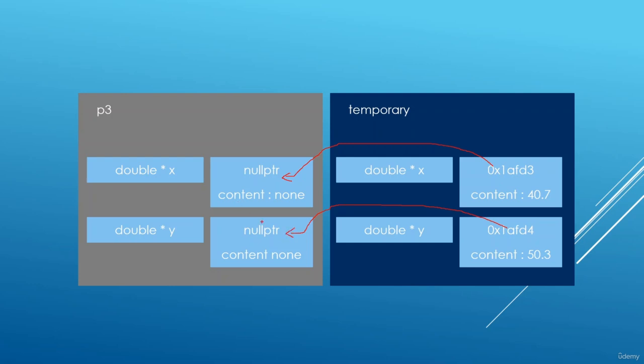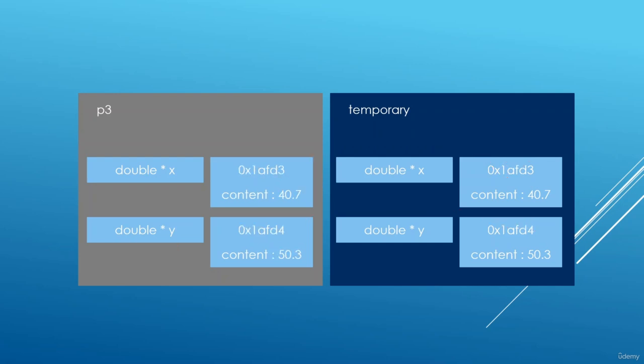And then after we are done, we can make these pointers in the temporary point to nowhere. We can set them to null pointer, and we will have effectively stolen data from the temporary and stored the data in our P3 object. And by stealing data like this, we have avoided the heavy work of setting up our own data in P3 here, and this is really cool.